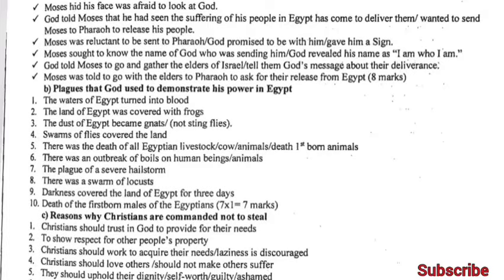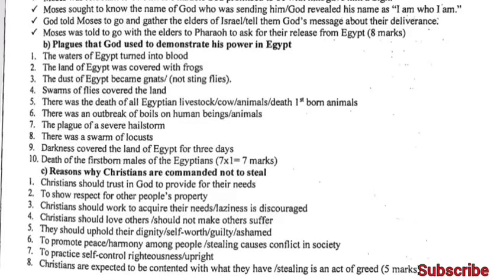Question 2b. Plagues that God used to demonstrate his power in Egypt. The waters of Egypt turned into blood. The land of Egypt was covered with frogs. The dust of Egypt became gnats. Swarms of flies covered the land.